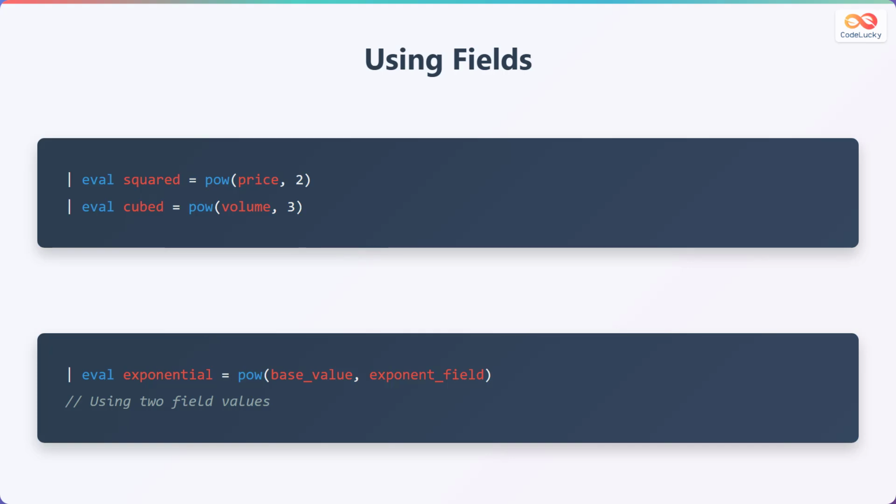The pow command becomes more powerful when working with field values from your data. In the first example, we calculate the square of a price field by using pow with price and 2. In the second example, we calculate the cube of a volume field using pow with volume and 3. The third example shows using two field values together, base_value raised to the power of exponent_field. This flexibility allows you to perform dynamic calculations based on your actual data.